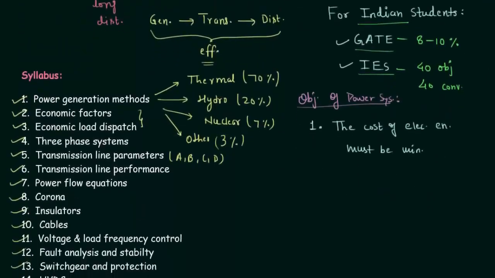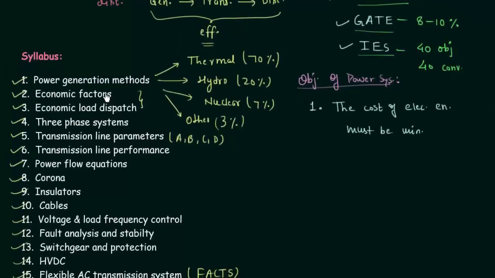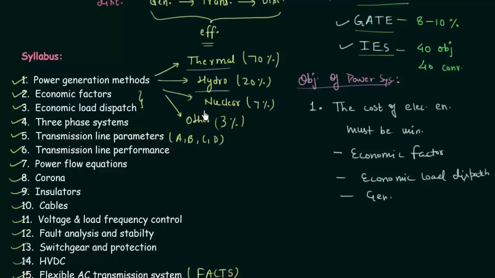So this is the topic, and under this we will study economic factors. You can see the second point in the syllabus, it is economic factors. After this, we will study economic load dispatch. And the third one is generation. We will also try to understand how we carry out generation in thermal, hydro, nuclear and other sources of power generation. You will get how the different actions in these power plants are related to cost cutting.